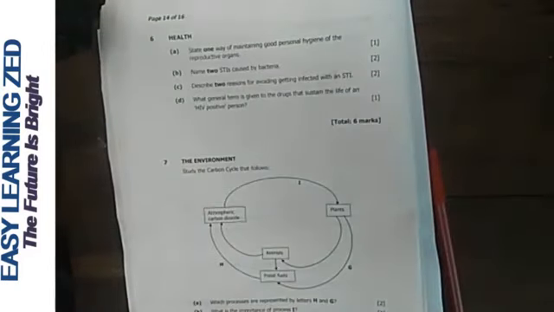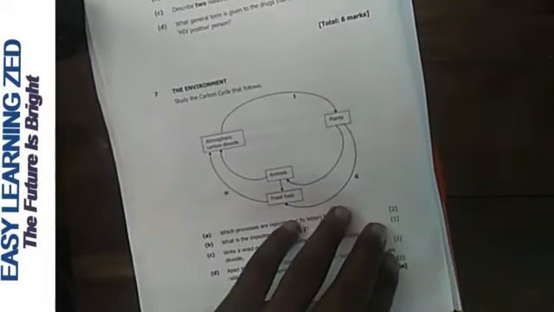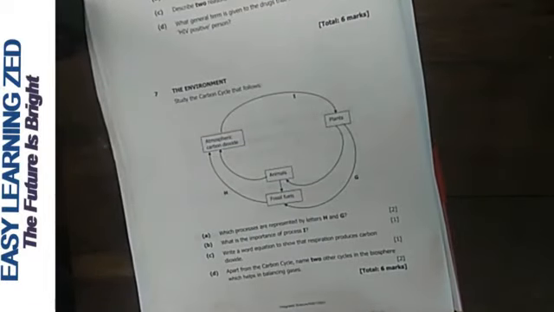Please, let's go to question number 7. Let's kick out use of leakage by extensive revision. That's what we are aiming at as Easy Learning ZED Mathematics. So let's go to question number 7, which is from the environment, and the question is: study the carbon cycle that follows.